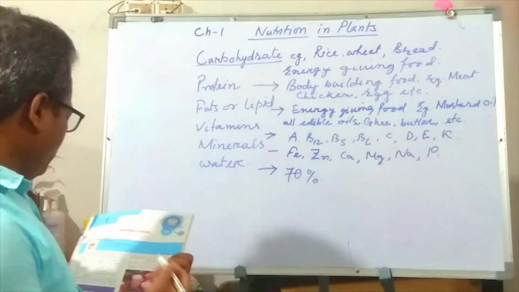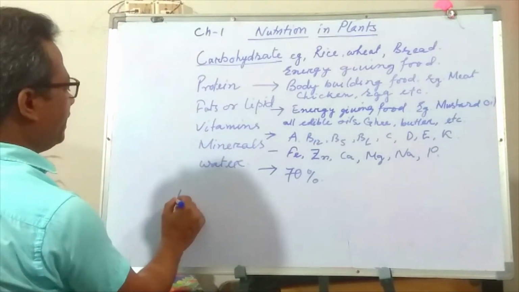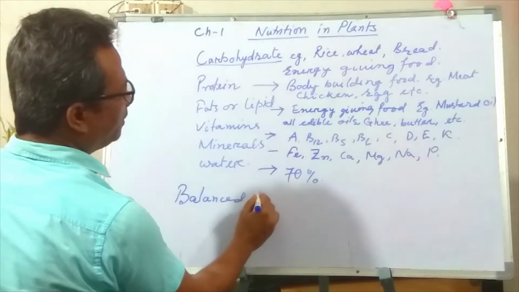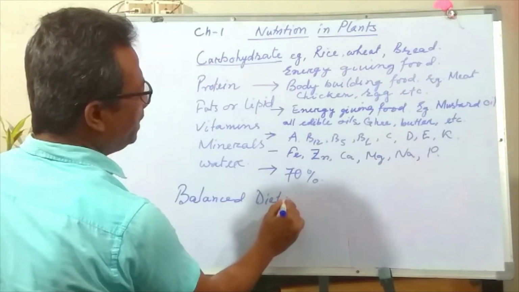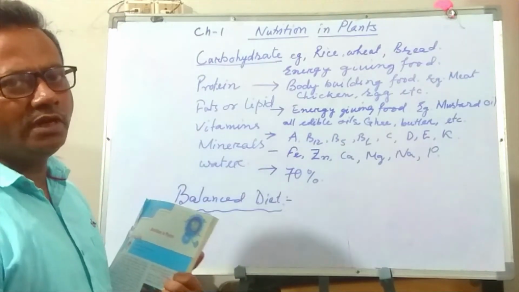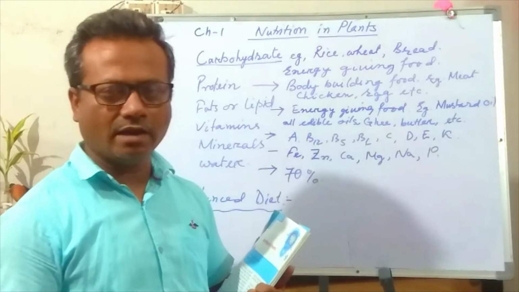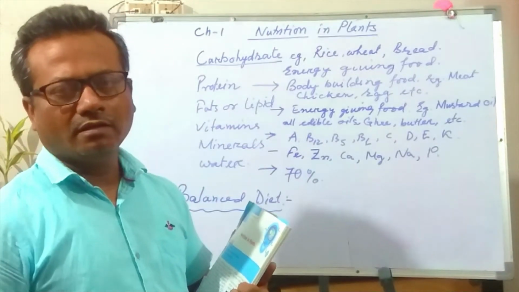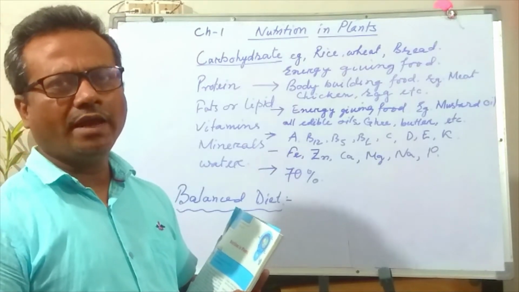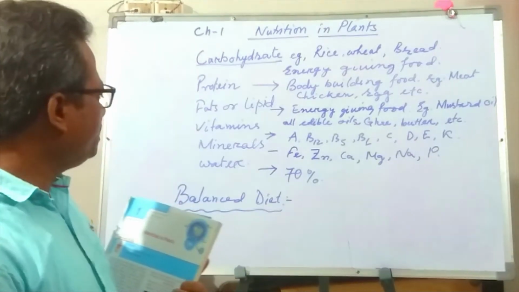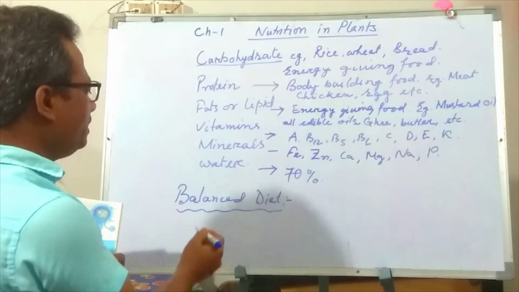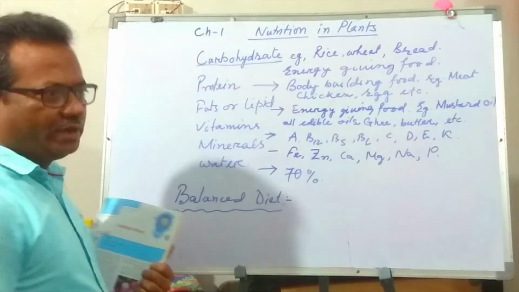In the next line, it is written balanced diet. It is a new term you got. Diet means food that we take at different times: in the morning, breakfast; in the midday, lunch; in the evening, tea and snacks; in the night we take supper. All these are food, all these are diet. So what does balanced diet mean?